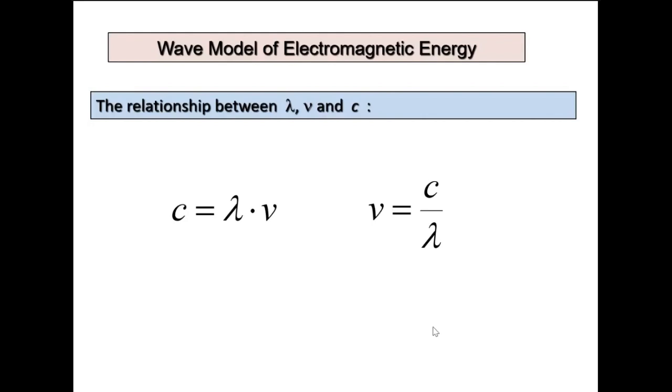Commonly we say that lambda, the wavelength of light, is inversely proportional to energy. So the higher the wavelength in nanometers, the lower the energy; the lower the wavelength, the higher the energy. So lambda is inversely proportional to the energy. I hope you understand this basic concept without doubt.